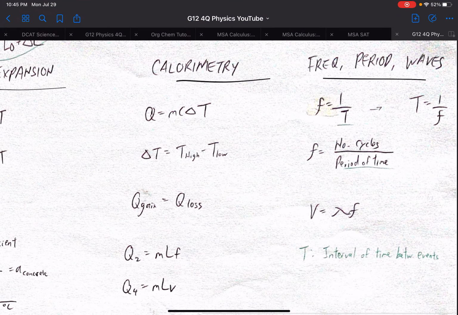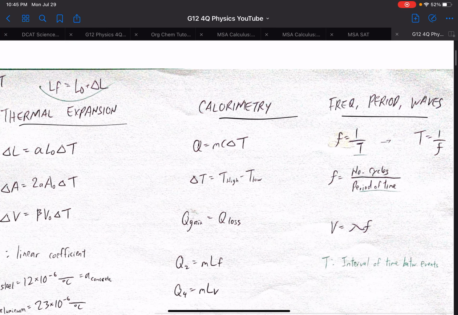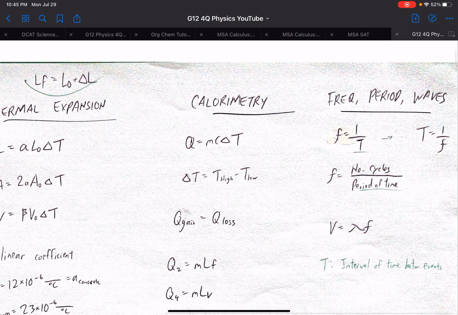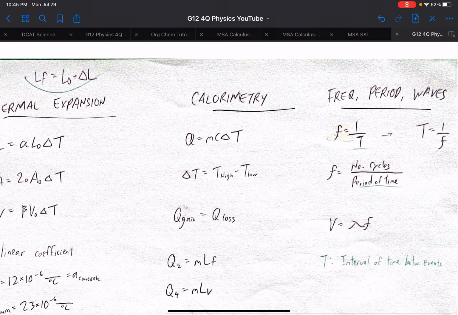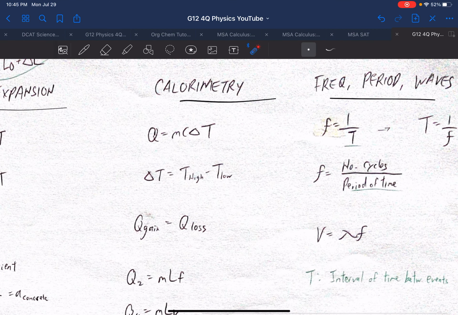Let's go to calorimetry. So yes, I think I remember this clearly. It's one of my favorite formulas. Q is equal to mcΔT. What's going on? Okay, so Q. Do I still remember this?